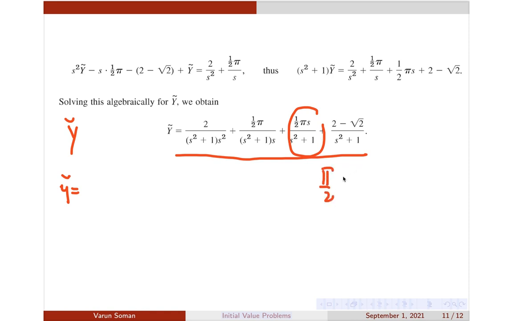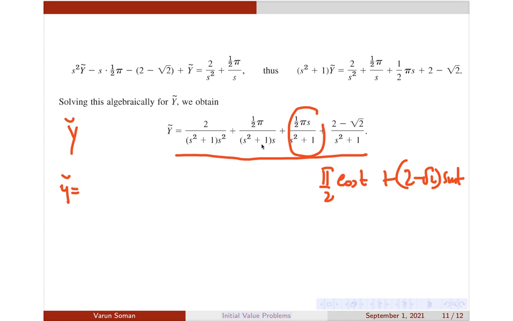So it is actually cos t, right? Plus the inverse transform of this one, which is 2 minus root 2 by s square plus 1. So it is actually 2 minus root 2 into sin t, right? 2 minus root 2 into sin t.